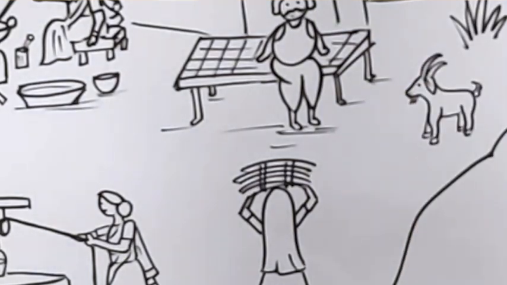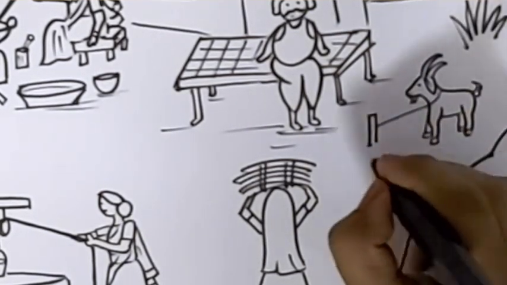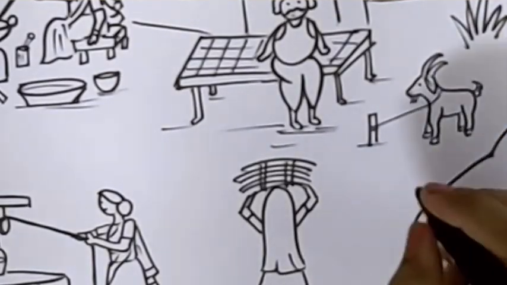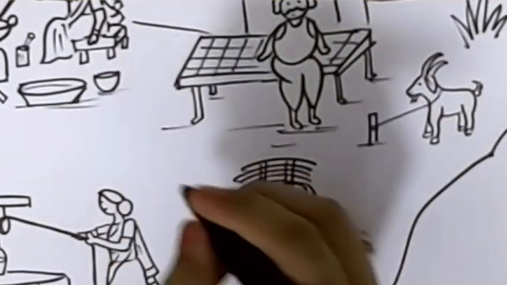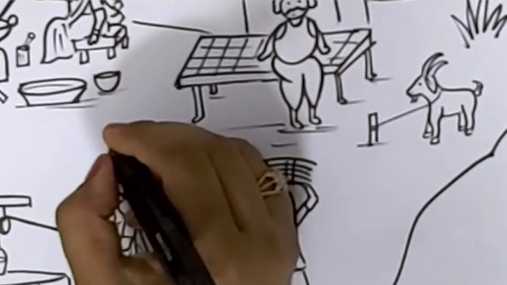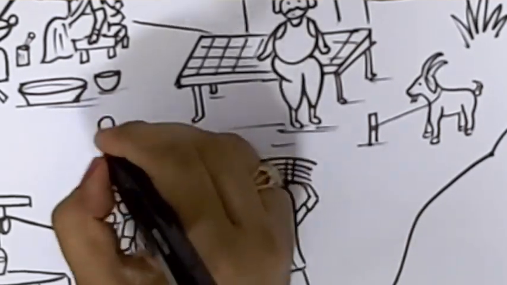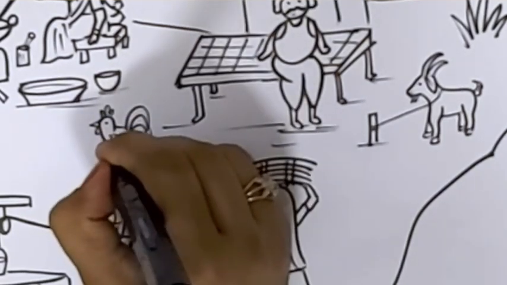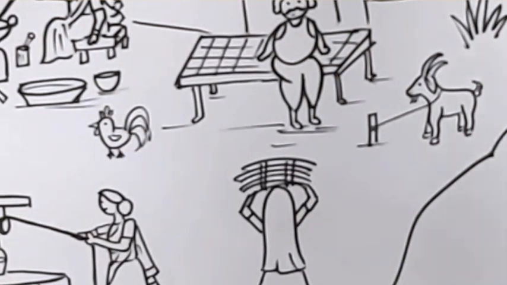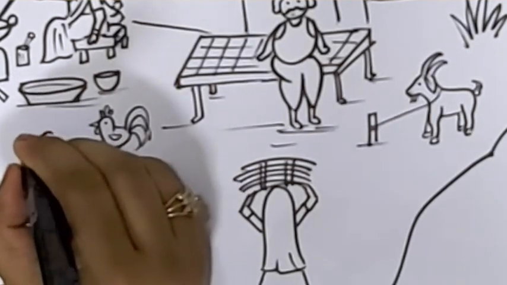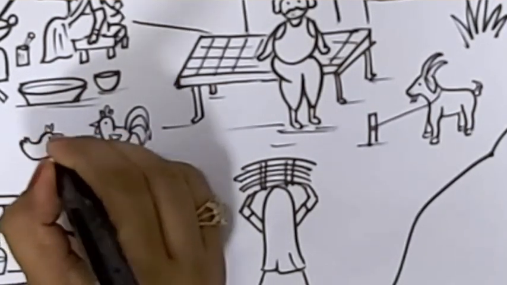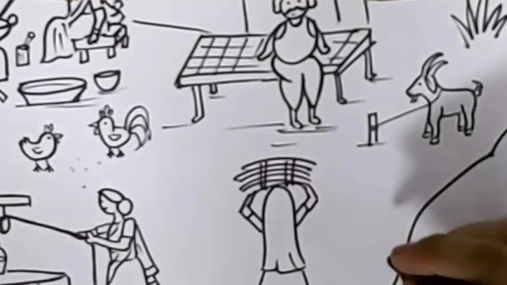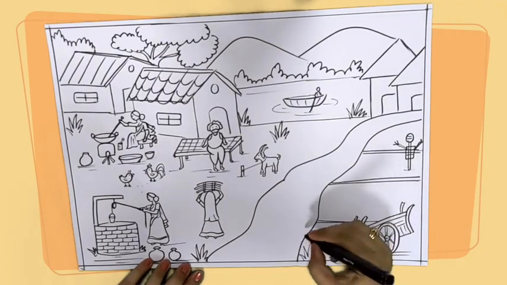So I'm adding this goat in here. For a detailed video, you can refer to the other drawing tutorial. And then I'm adding here a rooster and a hen along with here, who are just roaming around having fun. So yeah, I guess this looks quite complete.